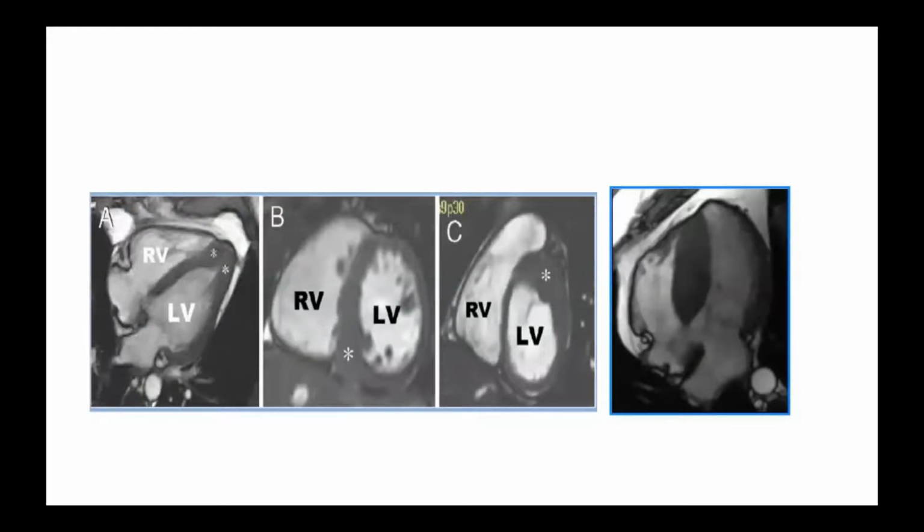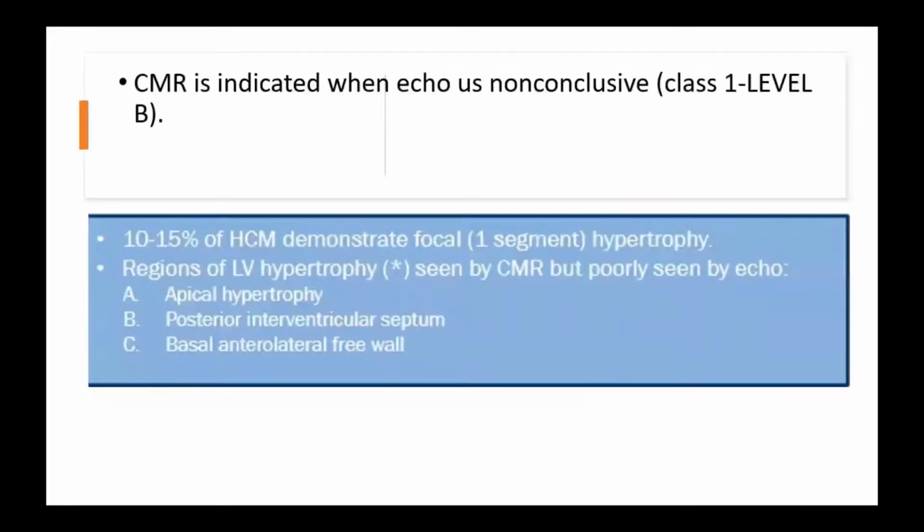The first one is showing what? There's an asymmetrical septal hypertrophy. Okay. What is this one? An apical type of HCM, which is called what? Yamaguchi, the Japanese type, representing 25% of the HOCM. The 75% is septal, right? Yeah. So CMR is indicated when echo is not conclusive. It's level 1, class 1.